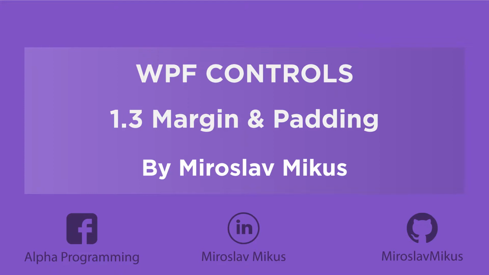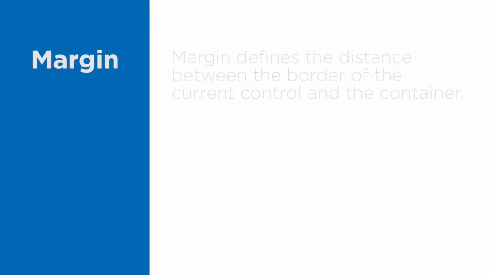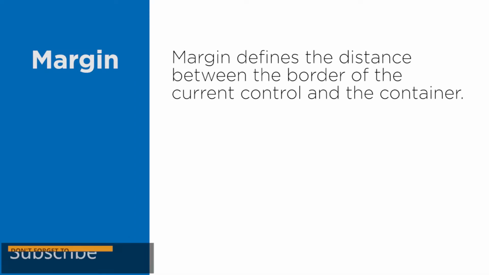So at first let's take a look at the margin property. Margin defines the distance between the border of the current control and the container. Let's take a look at a simple example.